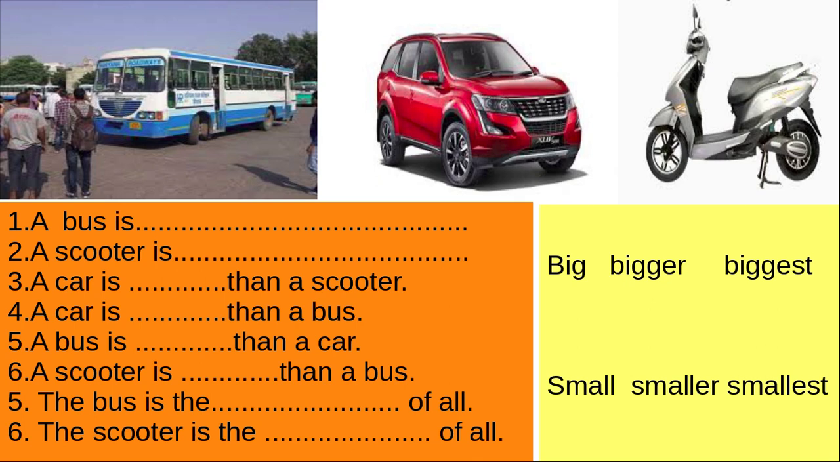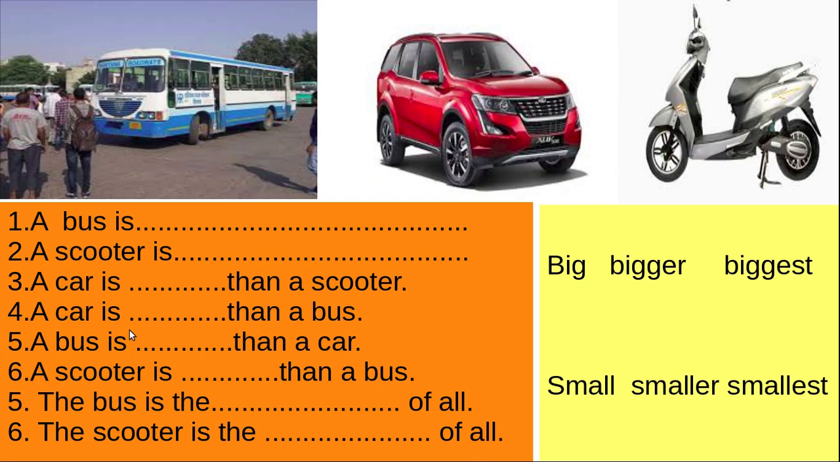Okay, I think you have done it. The bus is, what can we put here? This is big, that is why big. The scooter is small, right? Since there is no than and no the, we can put only the positives. And here you see than is there, then it is sure that you have to put the comparative degree. Which one is suitable here? A car is dash than, that is big, so the car is bigger than a scooter.